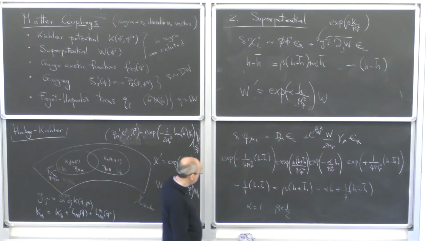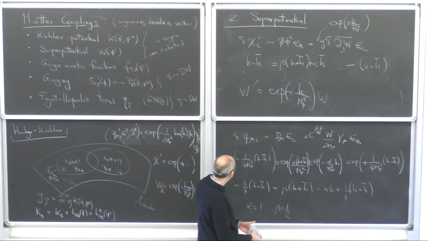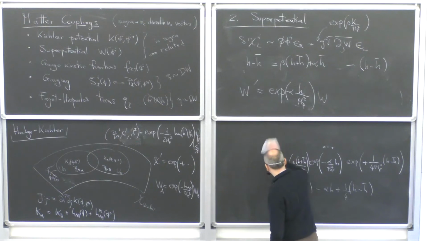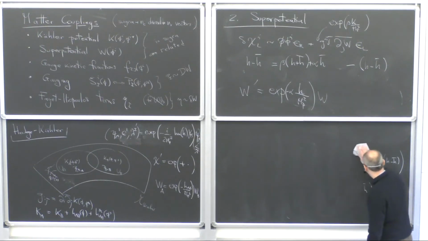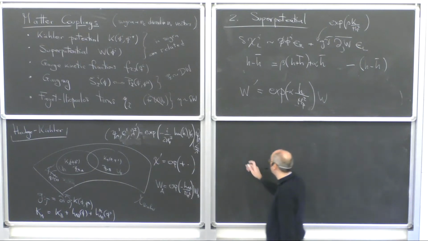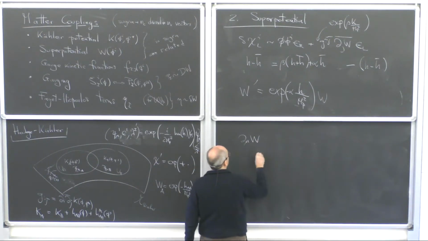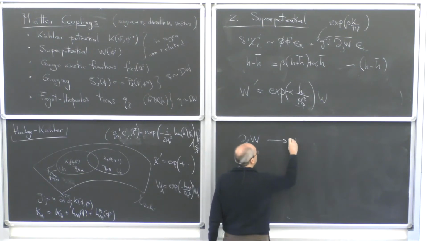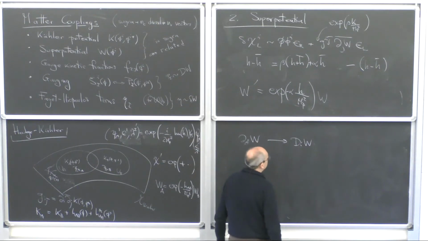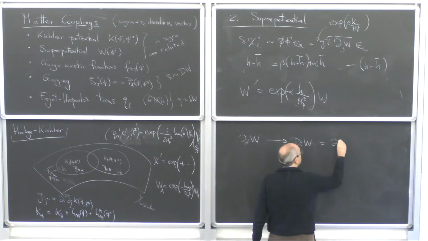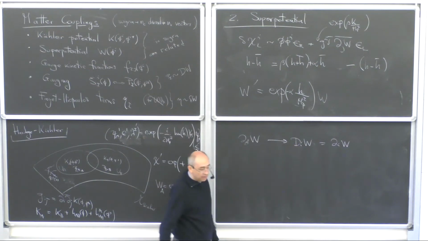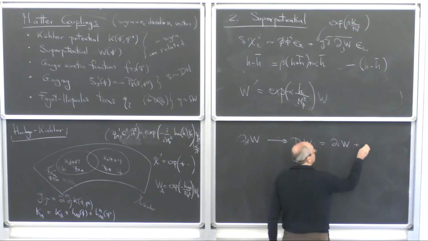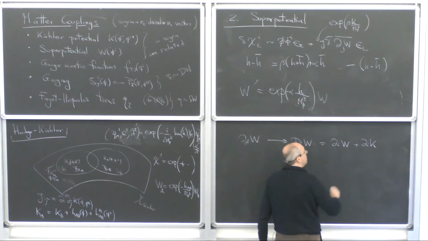Now, the fact that the superpotential transforms clearly tells you that also the derivatives of the superpotential, with respect to the scalars, have to be covariantized. And the way they are going to be covariantized is by means of an additional piece which is going to be proportional to the derivative of the Kähler potential.